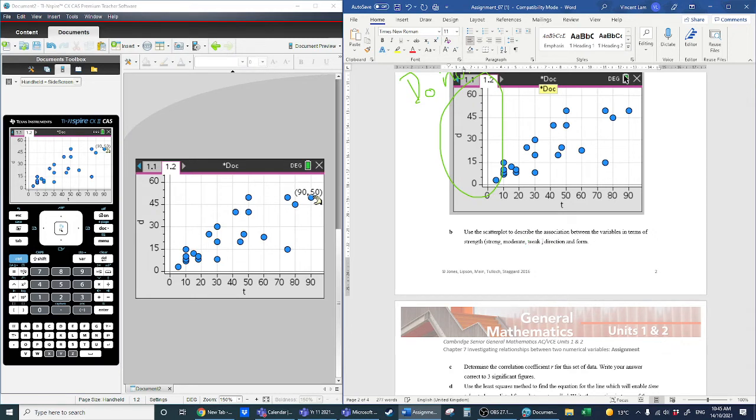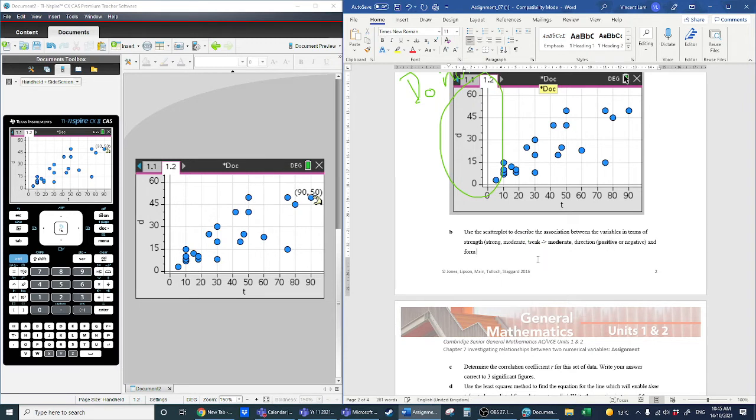Weak. The answer to this one is most likely, well, it's not in a straight line, but it's not like a ball, so I'll go with moderate, which will be the answer. Direction is pretty straightforward. You're picking from positive or negative. And in this case, it's definitely positive.